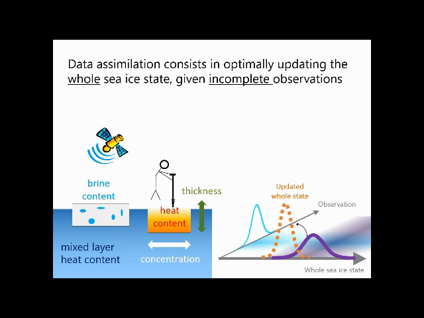In other words, data assimilation is the art of feeding a model with incomplete observations so as to return an estimate of the full state of the system, which is at the same time less uncertain than what we have with a model, but also closer to reality. So this is really the concept of data assimilation.